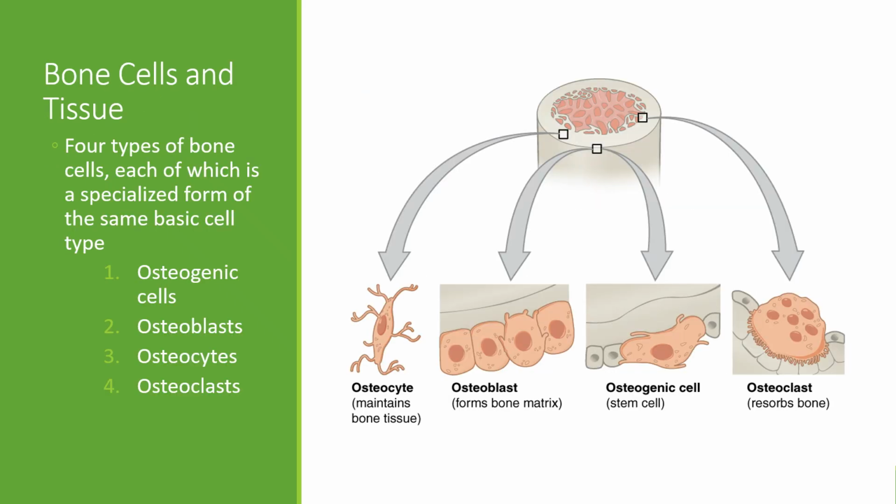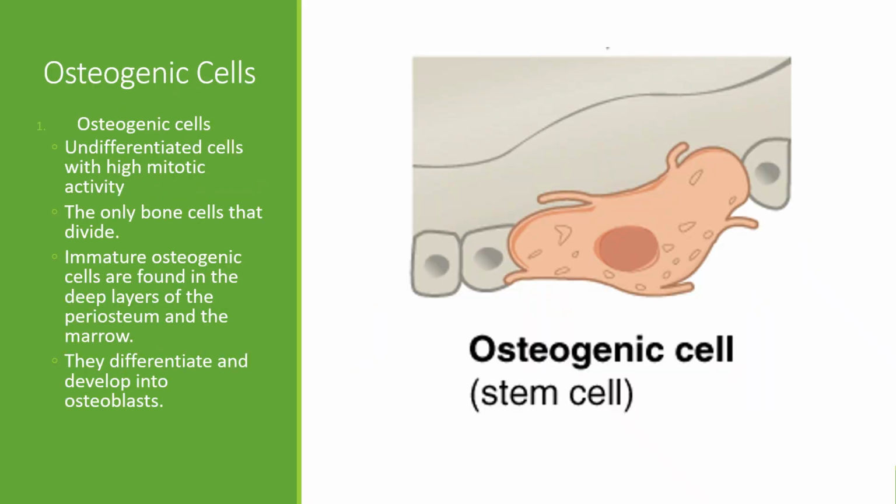The different types of cells that we would expect to find in bone tissue. So there's 4 types of cells that we expect to find, and each of them has its own basic function. The osteogenic cells are going to be the ones that are stem cells. The osteoblasts are going to be the ones that build new bone. The osteocytes are our mature bone cells, and osteoclasts are going to be the ones that break down or resorb bone. So let's look at our osteogenic cells first.